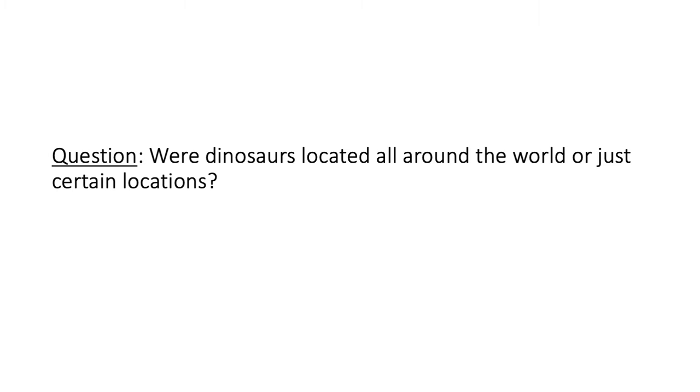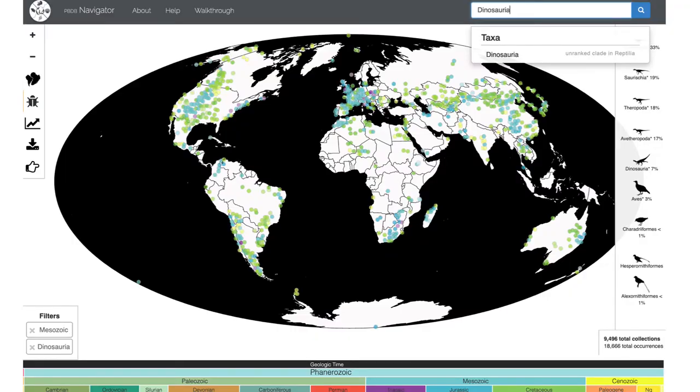So I'm going to start off by trying to tackle a question that was sent to us. The question is, were dinosaurs located all around the world or just certain locations? To help answer that question, I pulled up a map from the Paleobiology Database, an online database where you can search for fossil occurrences, fossil localities, and different groups like dinosaurs. I've typed in Dinosauria, which is the fancy official name for dinosaurs, and then I filtered the search to just the Mesozoic era, which is the age of dinosaurs.